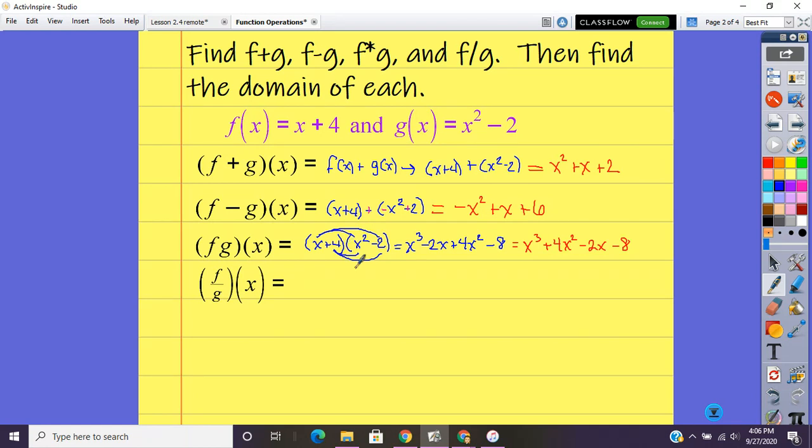All right, division can actually be super easy if it works. We're going to take f of x divided by g of x. That means we're going to have x plus 4 divided by x squared minus 2. The first thing we check is, could either of these be factored? If they can be factored, we want to factor them and see if anything cancels. Well, x squared minus 2 does not factor nicely. X plus 4 is already in simplest form, so this is actually our answer for this one.